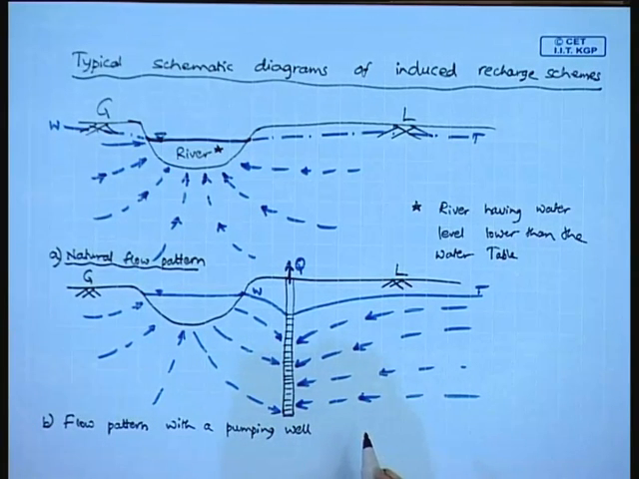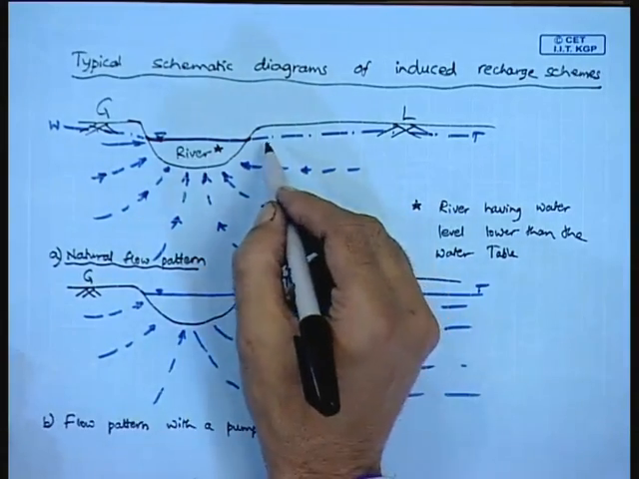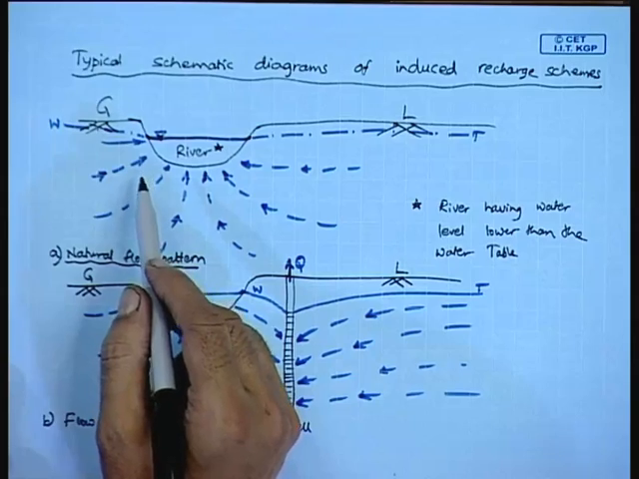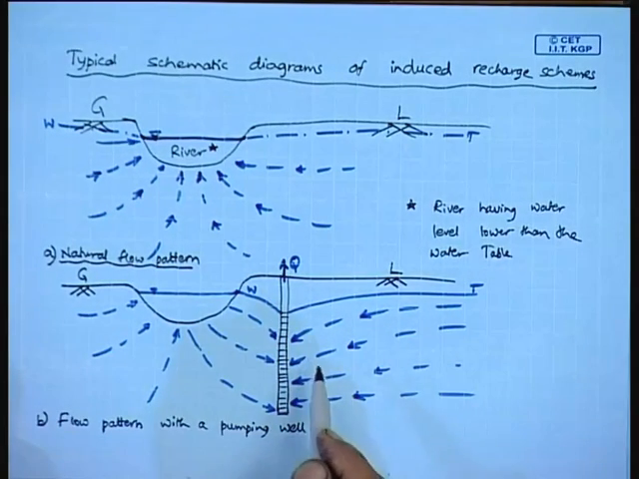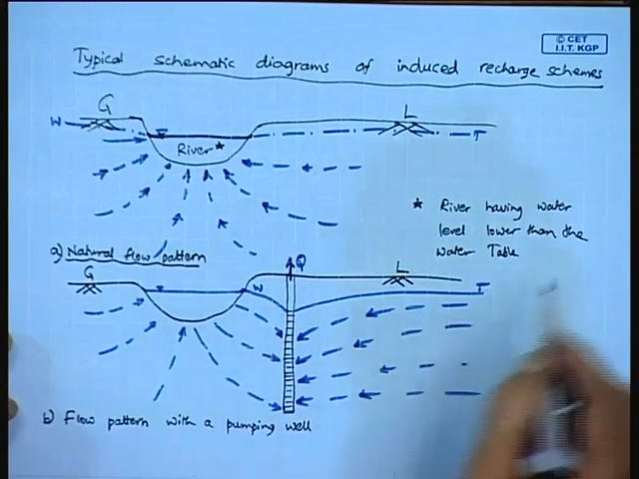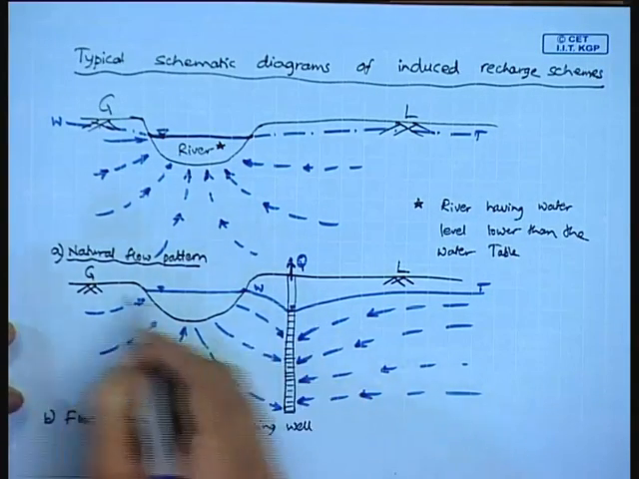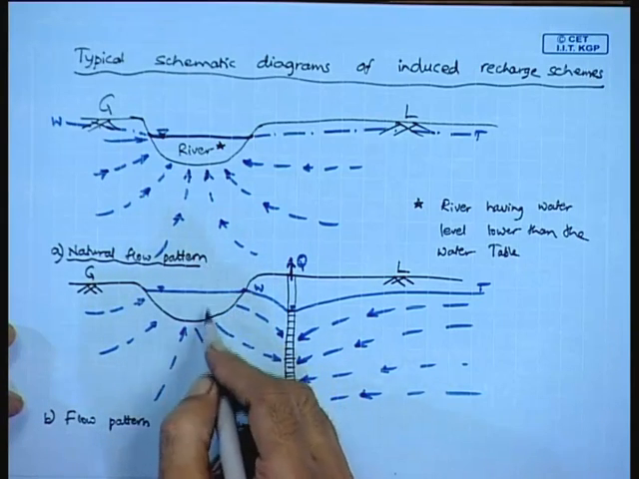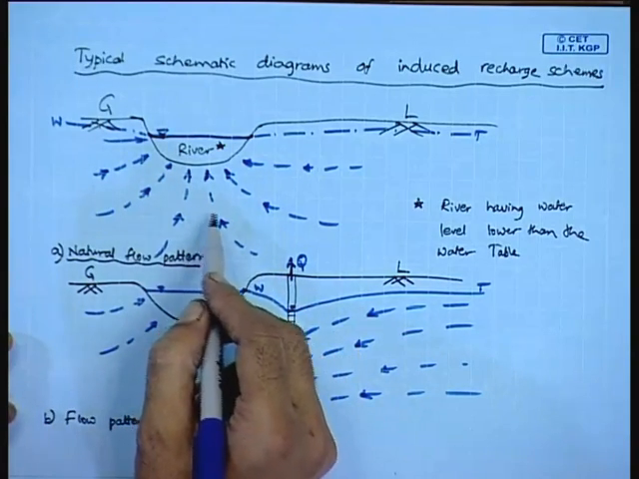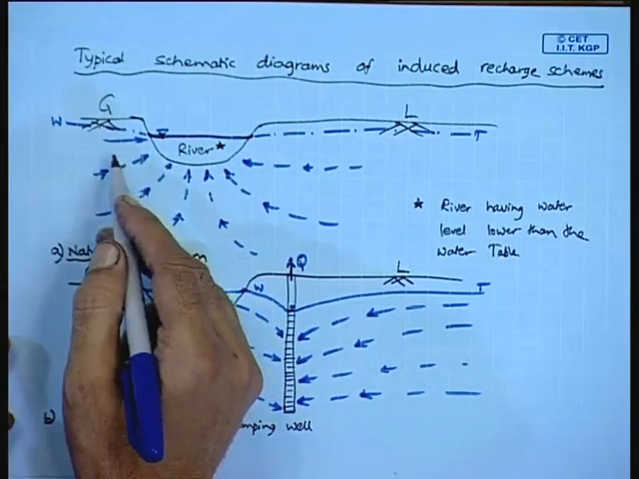So here, what happens is, when the pumping well is not there, everywhere through the bed as well as the banks, there is recharge into the river. Whereas when the pumping well is drilled in the vicinity of the river, the water surface in the pumping well is much below the water surface in the river, so therefore towards the well the flow gets reversed. Initially the flow was into the river on both sides, that is on the left side as well as the right side.